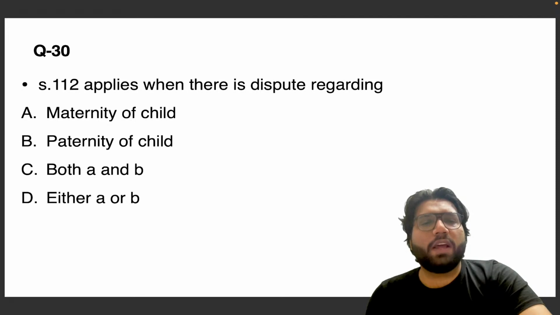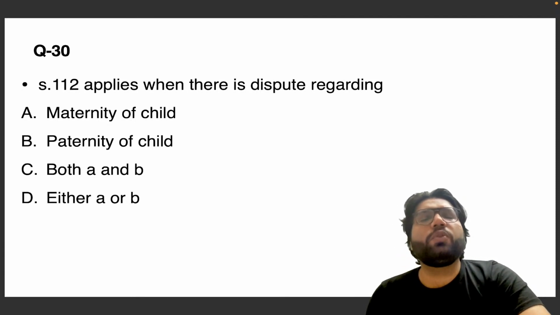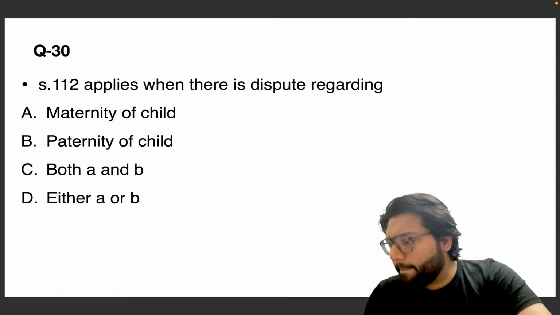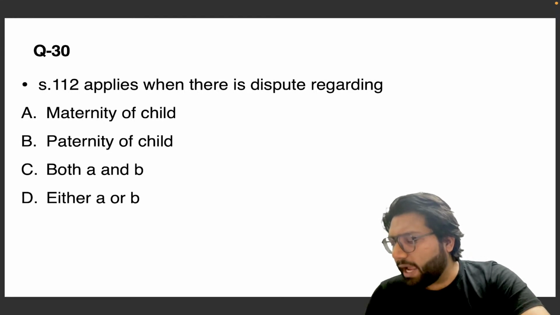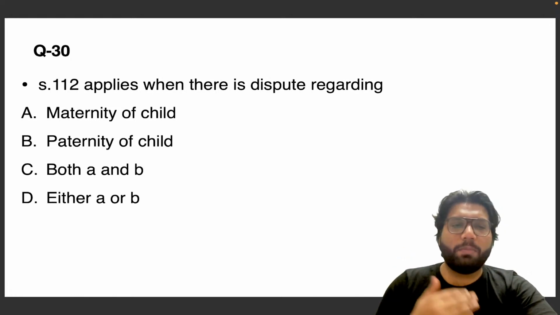Section 112 applies when there is dispute regarding what kind of dispute we are dealing with when it comes to section number 112. It is about maternity, paternity, or both, or either A or B. First one to answer, Pratibha, followed by Amit and Sapna. B is the correct answer, students. That is, it is about paternity.